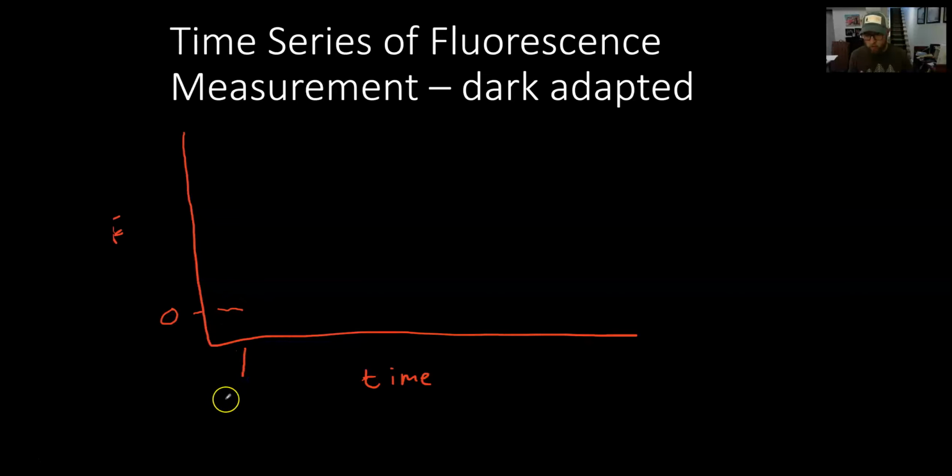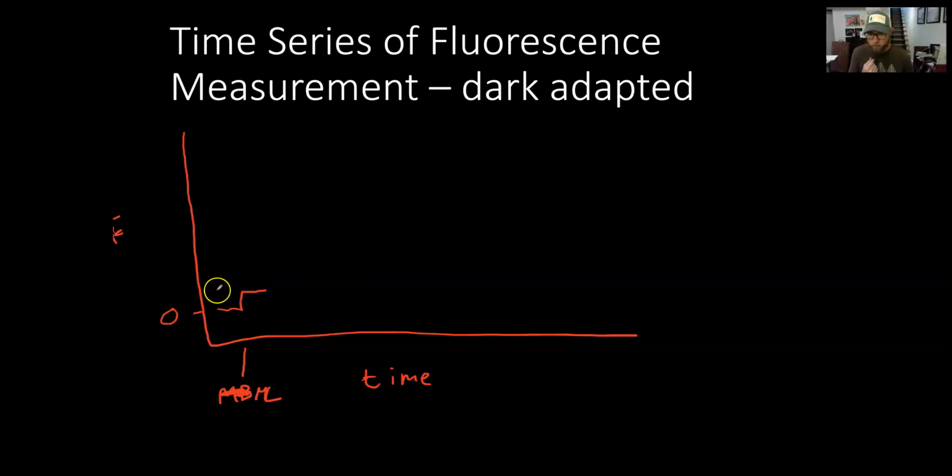At this point, the instrument is going to turn on a very low level light, ML. Let's just scratch that out. All right, so this is a very low level light. It's not actually turning on photosynthesis. It's just the light it needs to get some fluorescence back. And so we get some low level of fluorescence happening at this point.